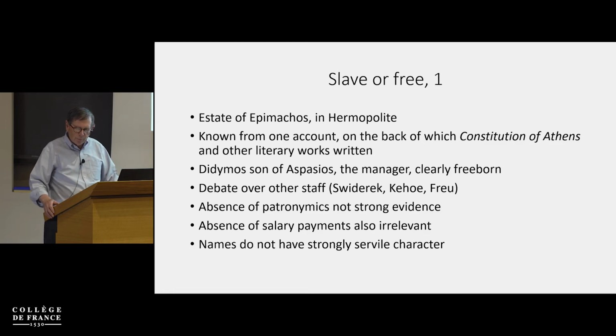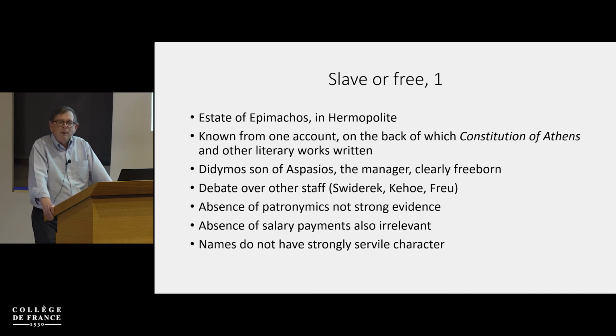One estate where a significant presence of slaves has been alleged is that of Epimachus, located in the Hermopolite nome. The account that documents it is more famous than most because it has Aristotle's Constitution of Athens, along with some commentary on Demosthenes in Medium on the verso, and some scholia on Callimachus' Aetia on the recto. It was republished with a detailed commentary by Anna Schwiderek and has been discussed also by Dennis Kehoe, as well as in Christelle Fron's book now.